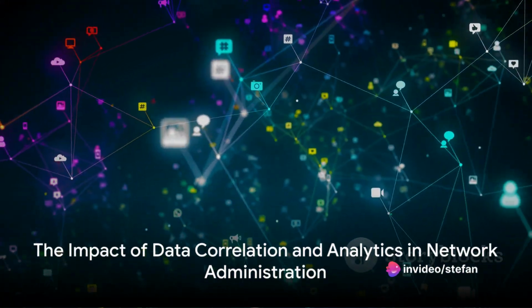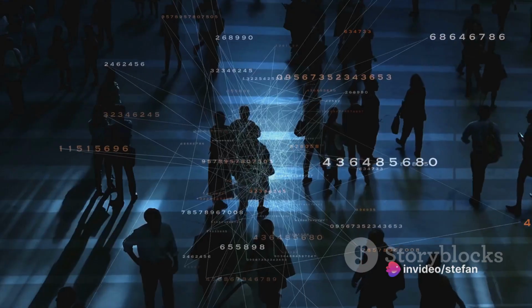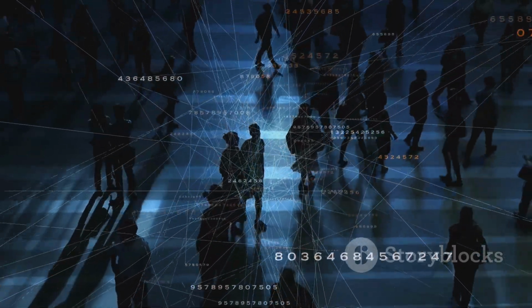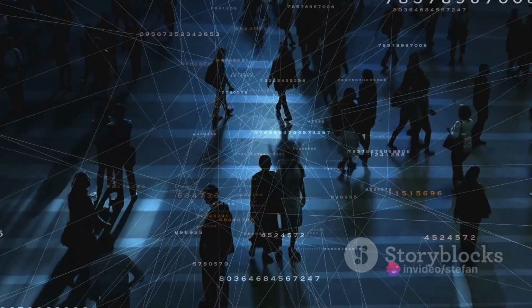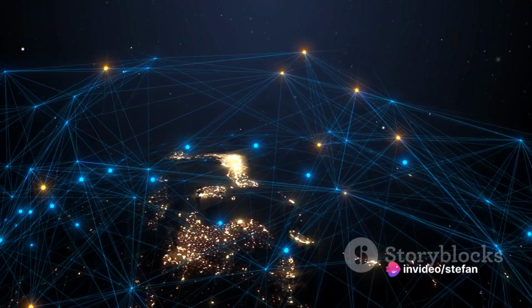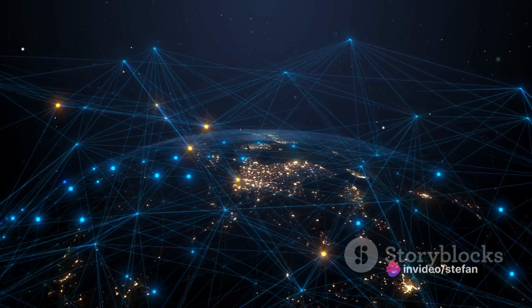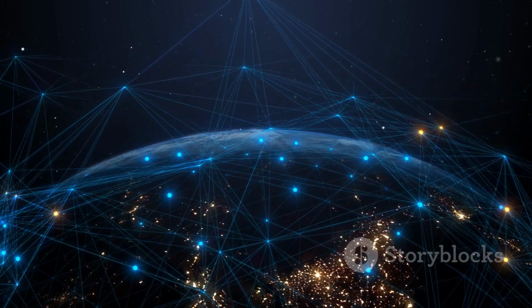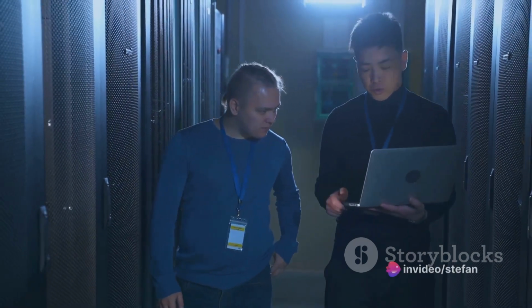So, how do data correlation and analytics shape the landscape of network administration? Let's dive right in. In the vast, interconnected world of network administration, data correlation and analytics are like the twin engines propelling a ship forward. They work in tandem, each one complementing and enhancing the other, to provide a comprehensive view of the network's health and performance. Imagine being able to predict network failures before they occur.